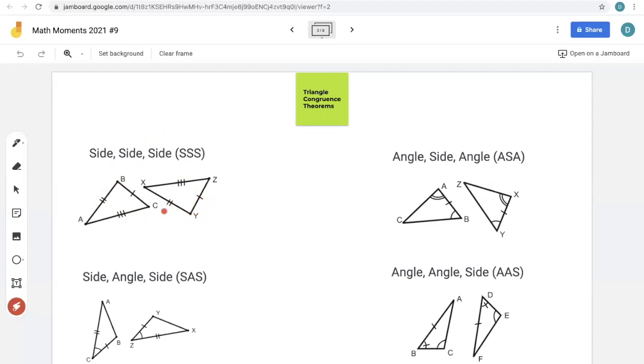And it's a good starting point to look at the shortest side or the longest side and say, hey, this side is like this side over here, in that they're the shortest sides on the triangles. So are they congruent? And that's what you would find out.